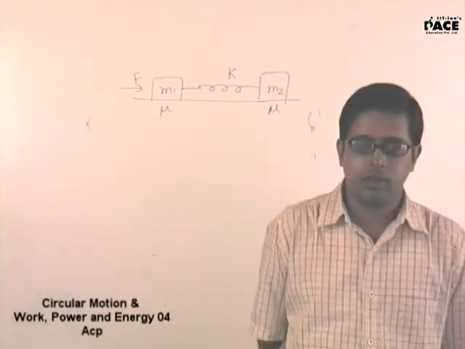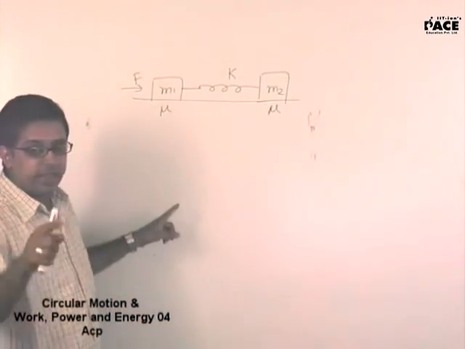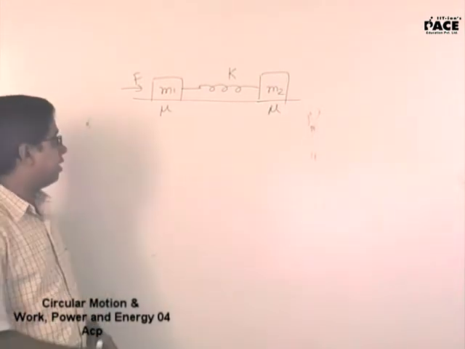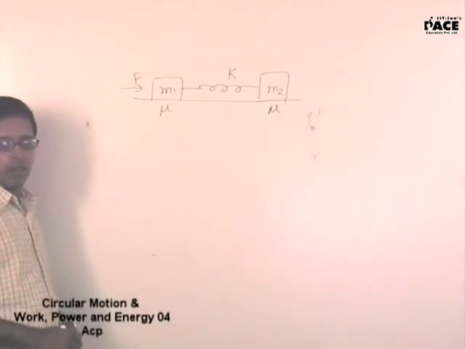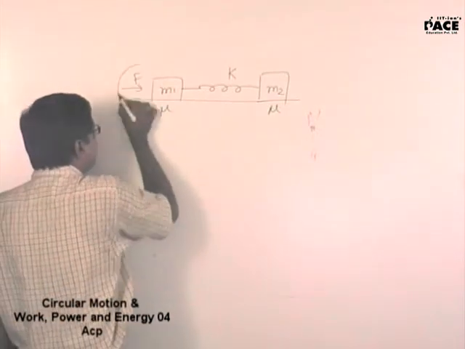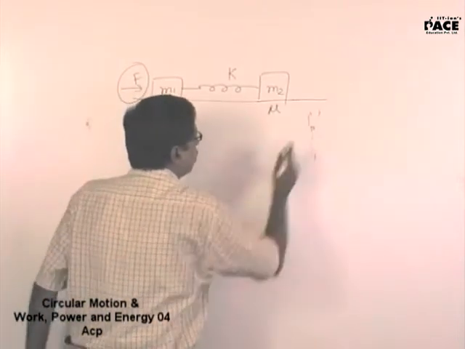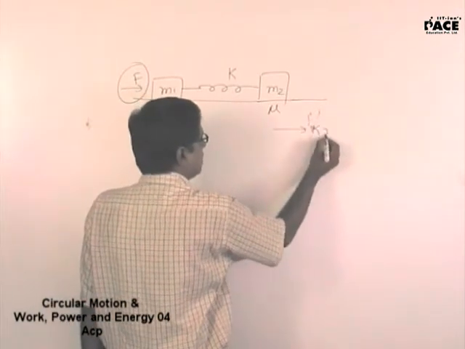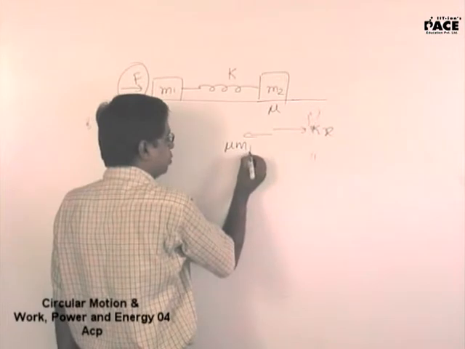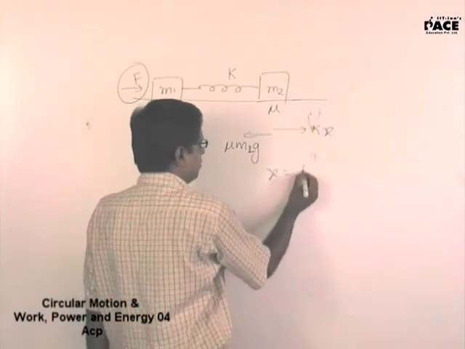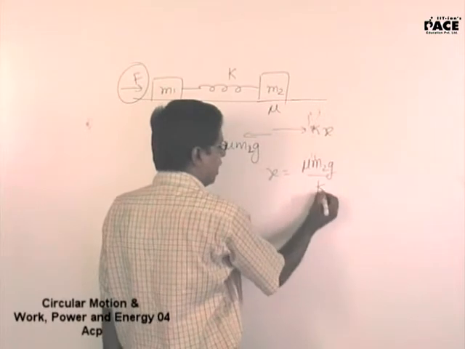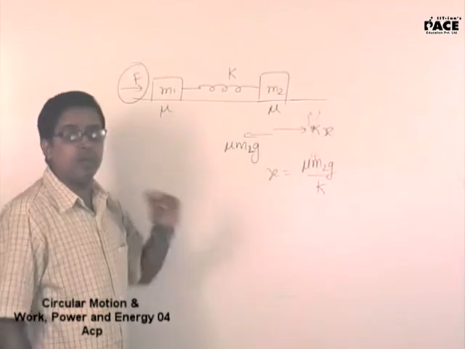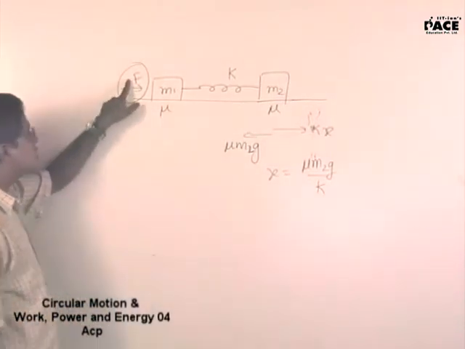Secondly, in that question is the coefficient of friction given to be the same? Yes, sir. Listen. He is asking you for the minimum force F so that M2 will move. When will M2 actually move? When kx in this direction is equal to mu M2 g. So x is equal to mu M2 g by k. If this is the compression in the spring, M2 will move.